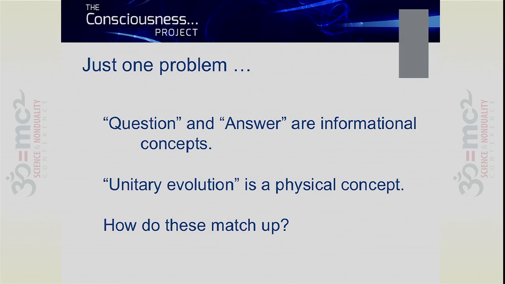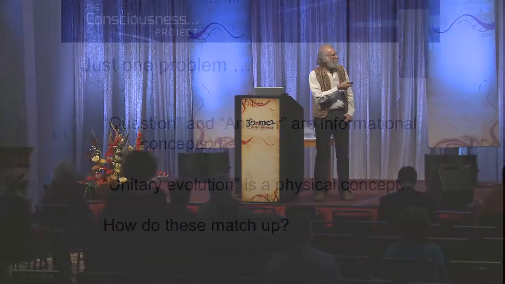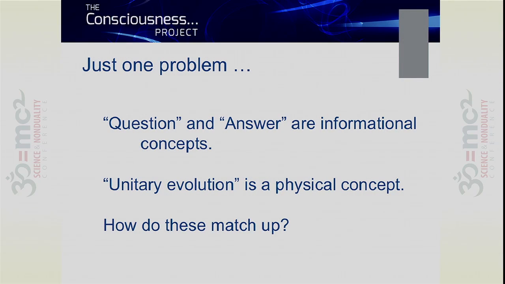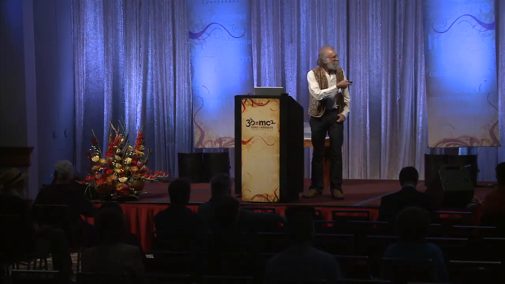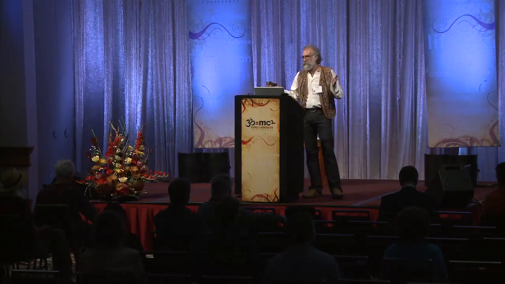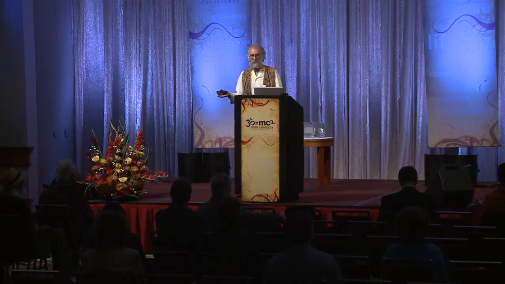So the problem is that we've taken some informational concepts, question and answer, and we've defined quantum computing by mixing these up with unitary evolution, which is a purely physical concept that has to do with time symmetry. And so we've got to say how these match up, to have a theory that actually means anything. Technically, the last picture I showed you is completely meaningless.